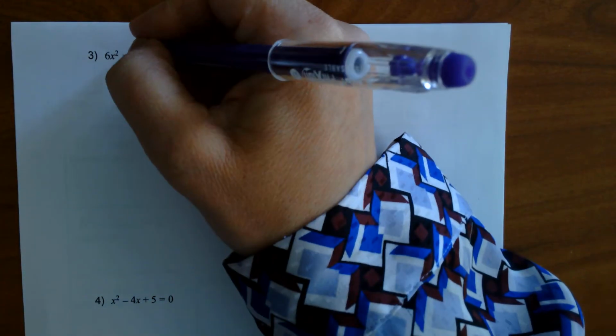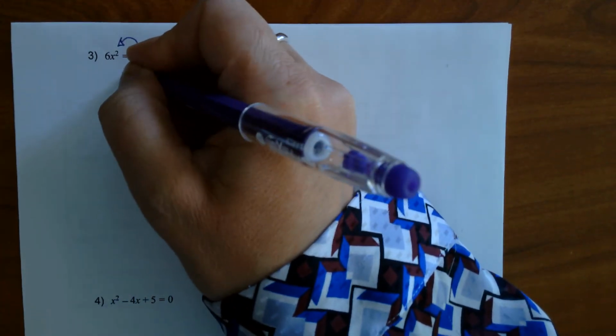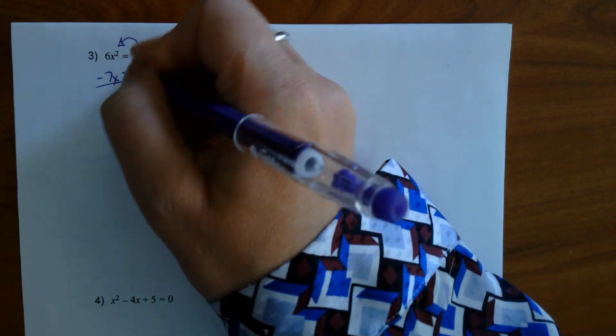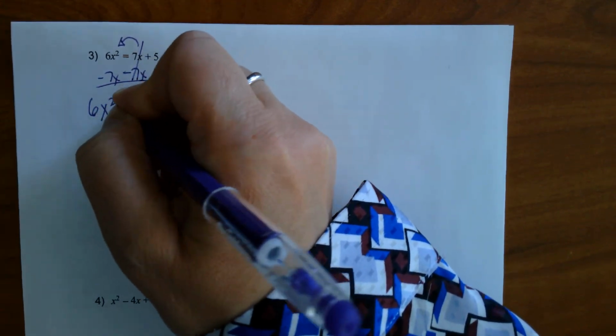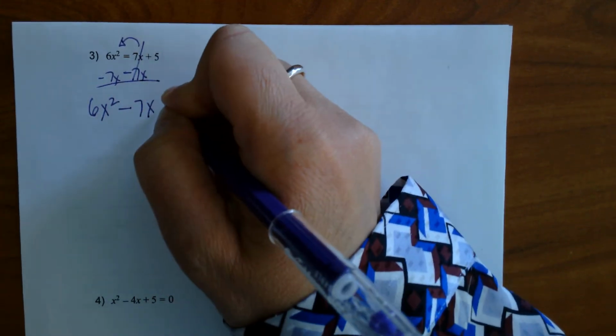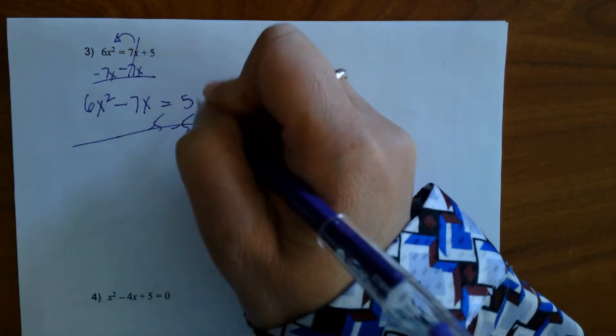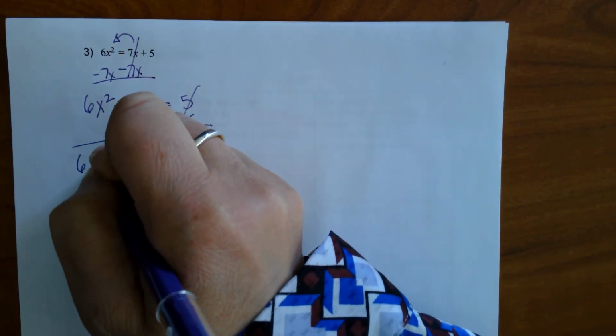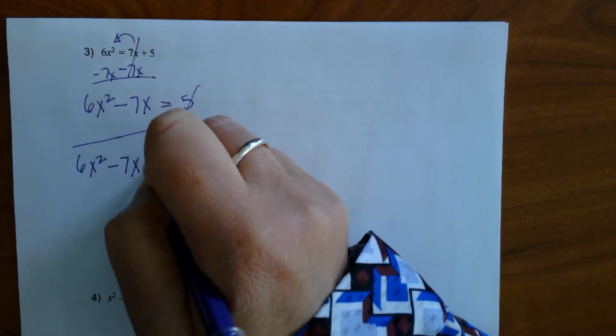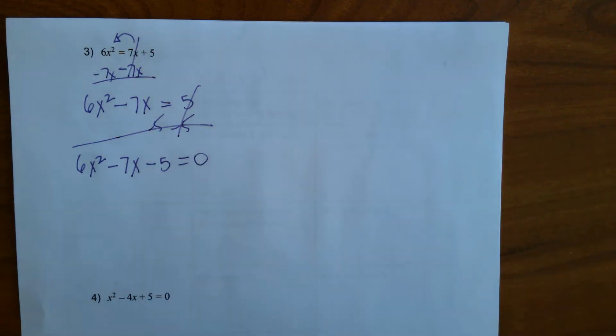Yes. We need to get the 7x over to the other side. So minus 7x, minus 7x. Now we're at 6x squared minus 7x equals 5. Are we solved for 0 yet? No. Minus 5, minus 5. 6x squared minus 7x minus 5 equals 0. Excellent. Now we're ready to go.